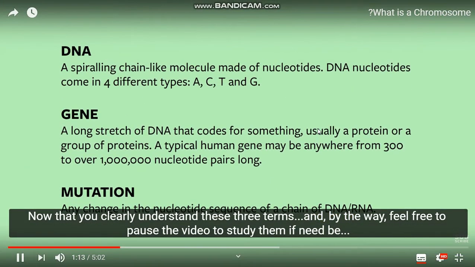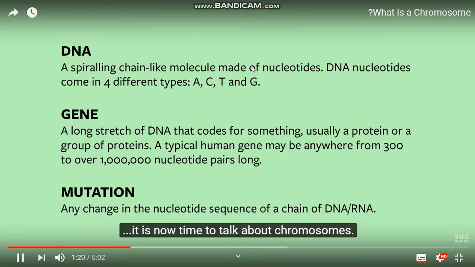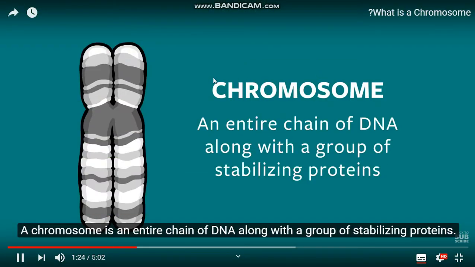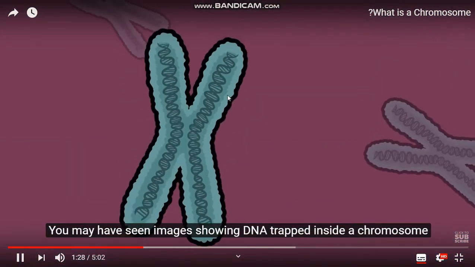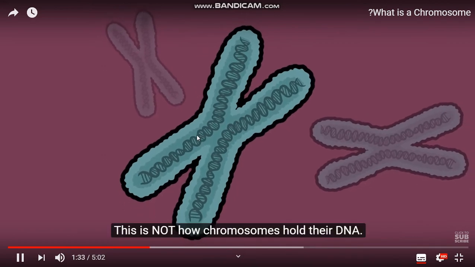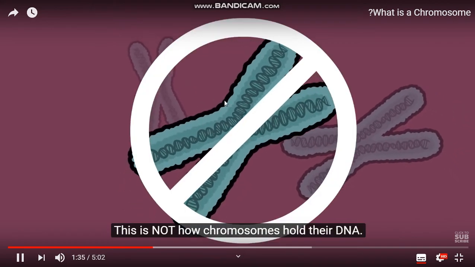Now that you clearly understand these 3 terms, DNA, genes, and proteins, and by the way, feel free to pause the video to study them if need be, it is now time to talk about chromosomes. A chromosome is an entire chain of DNA along with a group of stabilizing proteins. You may have seen images showing DNA trapped inside a chromosome, sort of like this. This is not how chromosomes hold their DNA.